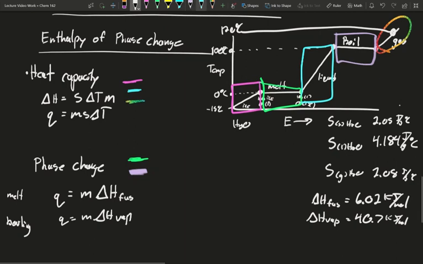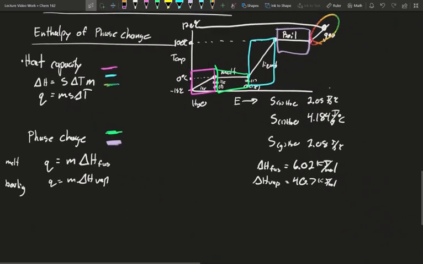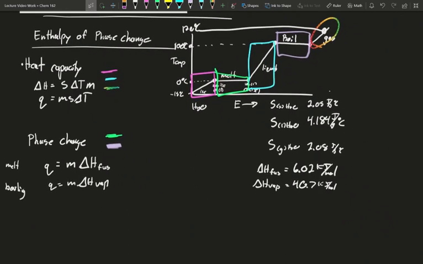Well, combining these, we can take a sample all the way from ice up to gaseous water. We'll do that in our next video to show how these work.